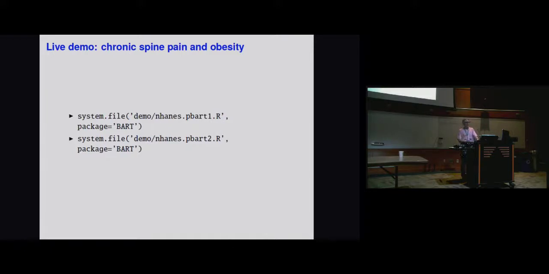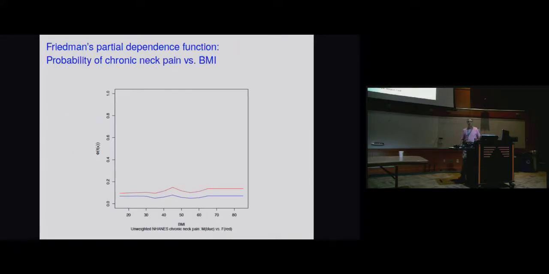And I was going to do a Lime demo. I'm a little bit behind, so I'm just going to show you the results here. So this is back to the chronic pain and obesity. I did Friedman's partial dependence function. If the patient got to say yes or no whether they had chronic neck pain, I fit to all those variables I was talking about: age, gender, weight, height, BMI, and waist circumference.